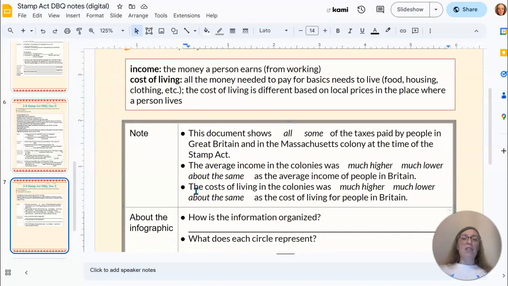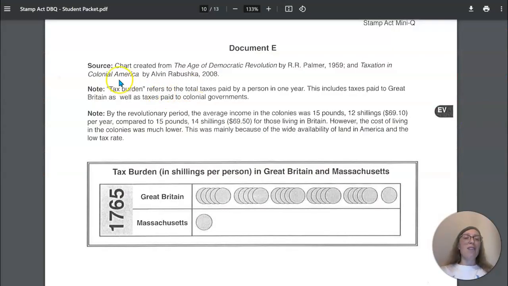We are ready to look at the document and see, does this document show all or just some of the taxes paid by people? Let's see what it says in the note. So this chart was created from secondary sources, a book from 1959 and another book from 2008. That's where they got the information for it. So let's look at the note.